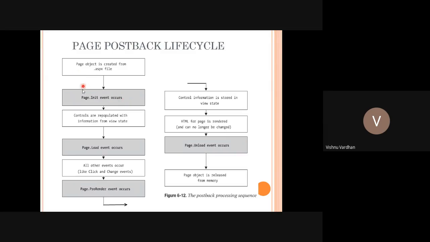This is one way of representing how every page is being loaded in memory, and we can sometimes keep the required code in the respective event handler methods. It can be the page load event, the page unload event, or the page init event. So pre-render, init, all these are predefined events to which we can attach our code.